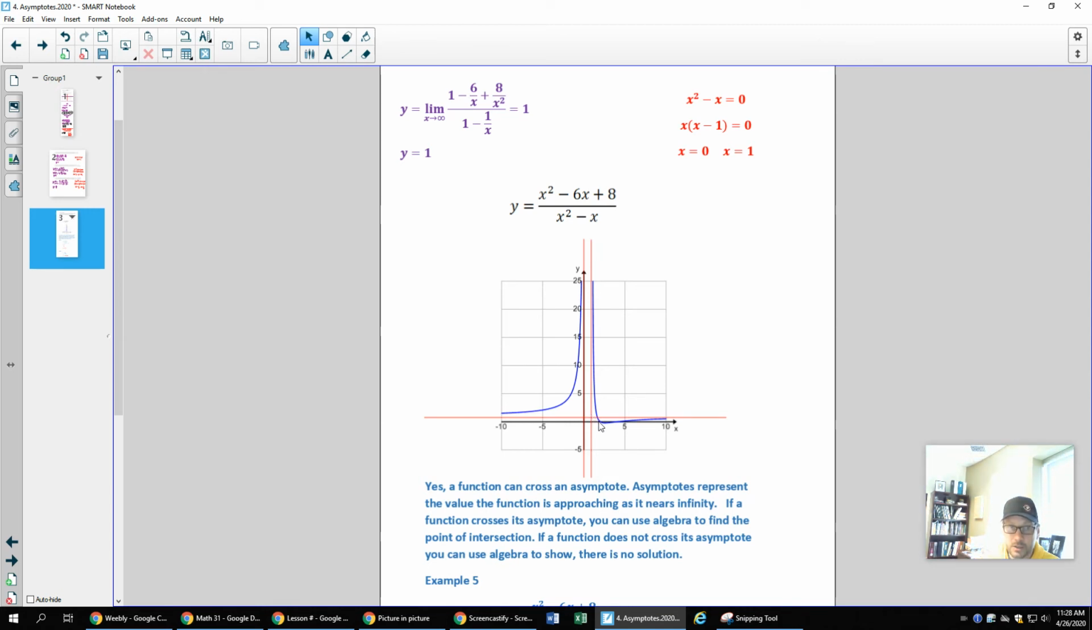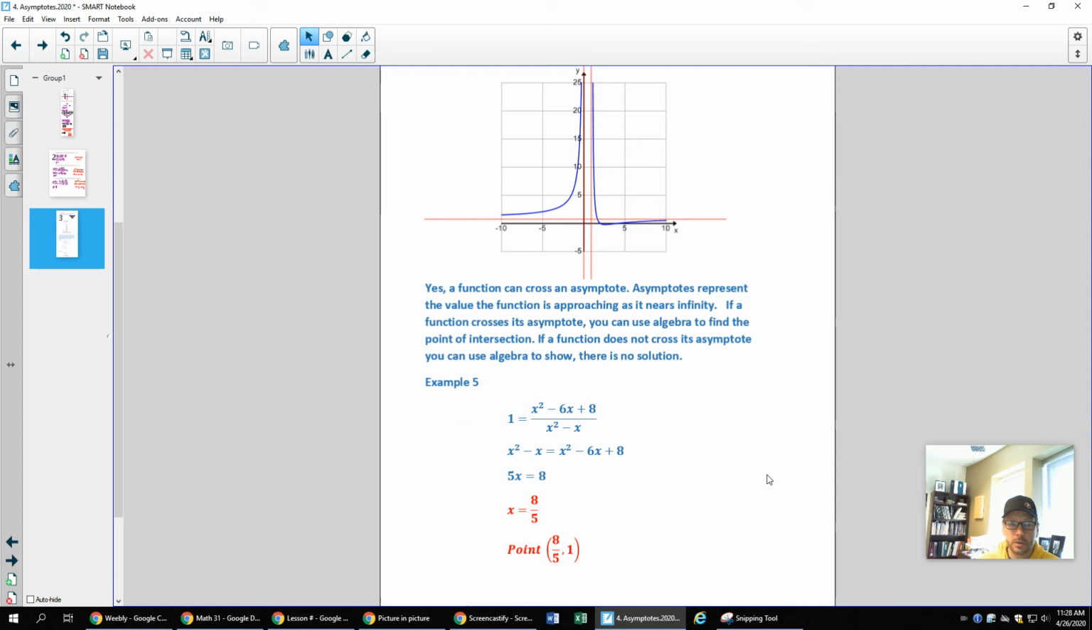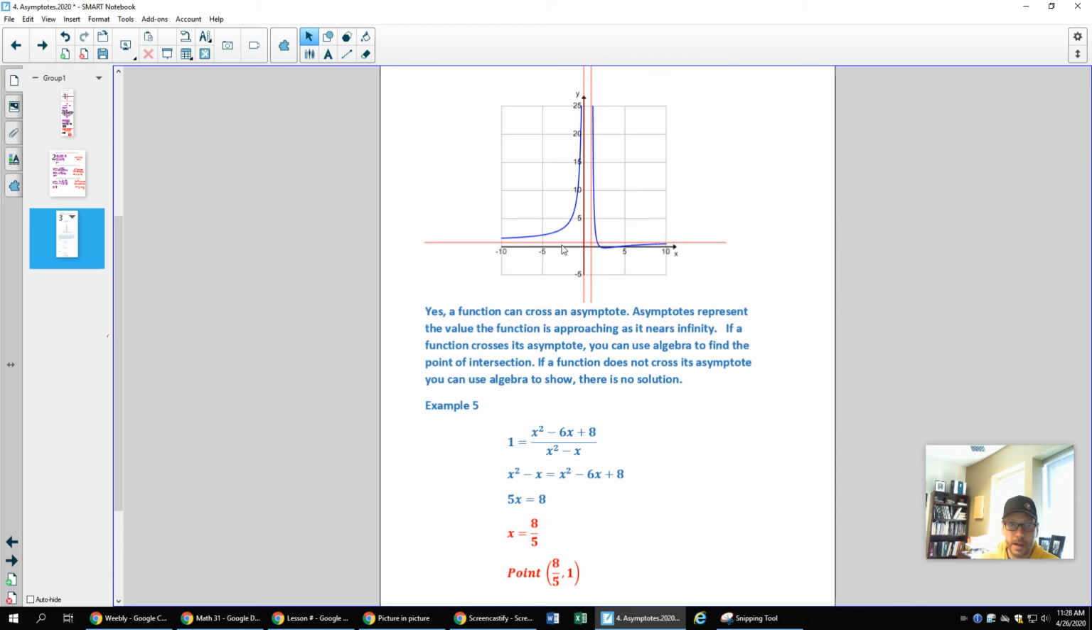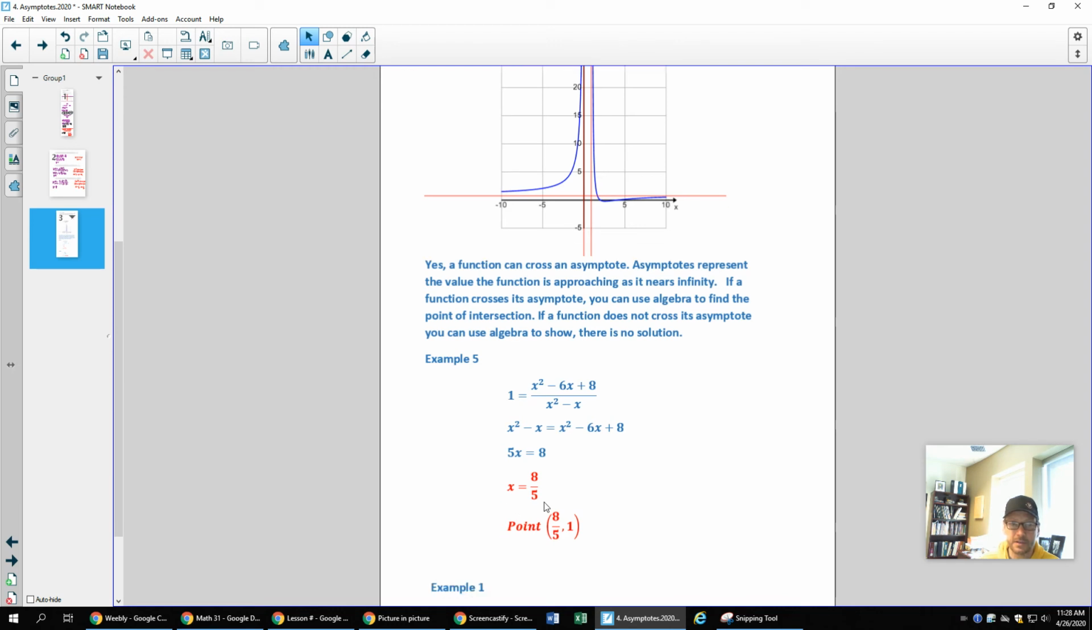So if they meet, that's called an intersection. And what you learned back in Math 10 is if two graphs intersect, you can actually solve them algebraically. So your function f of x is 1. That's the y equals 1 part. And your function x squared minus 6x plus 8 over x squared minus x, you can just solve that equation. Right? It's a little cross multiplying, cancel out the x squareds, put the 6x with the minus x, and you get x equals 8/5. So the point then is the x value of 8/5 and the y value of 1. So that point right here where these two graphs intersect is (8/5, 1).